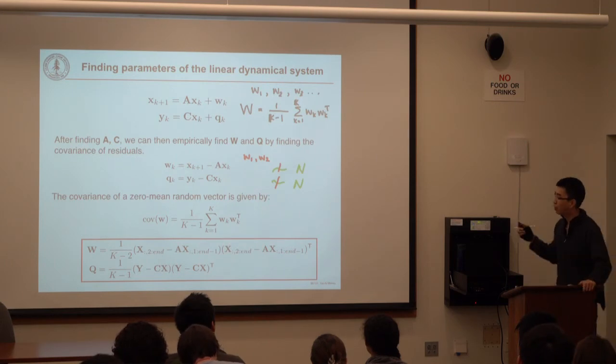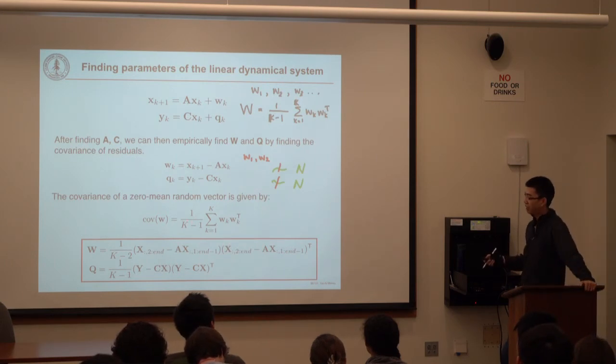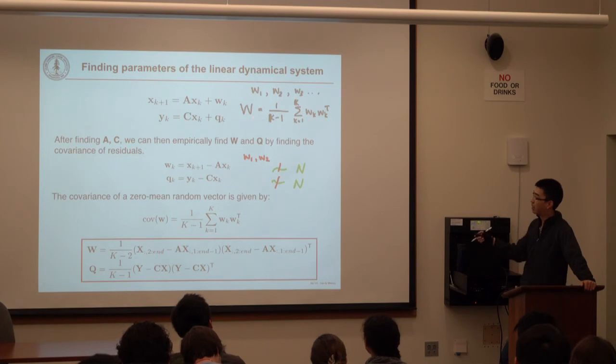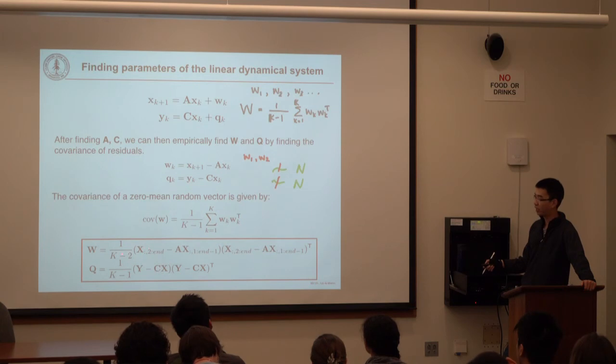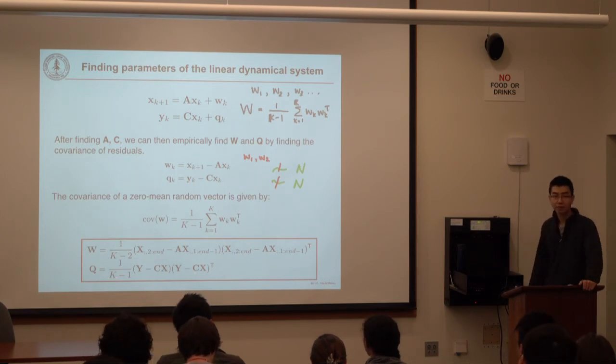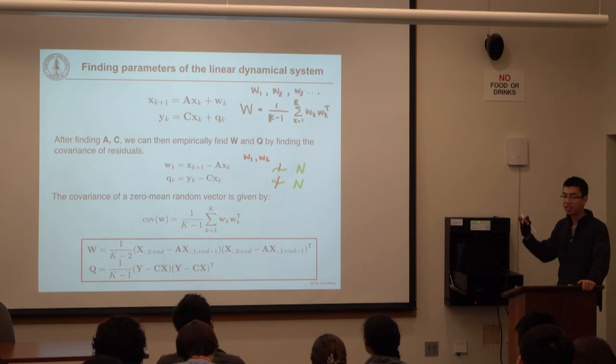All right? And so we can use this equation, and we can state that W is equal to 1 over K minus 2. There's a K minus 2 because we only have K minus 1 of these terms, right? We have from 2 to end instead of from 1 to end. And the covariance matrix has this normalizing factor 1 over K minus 1, so this becomes 1 over K minus 2. And then it just becomes all of your residuals times themselves transpose, and similarly for the Q matrix. All right, any questions on this slide?